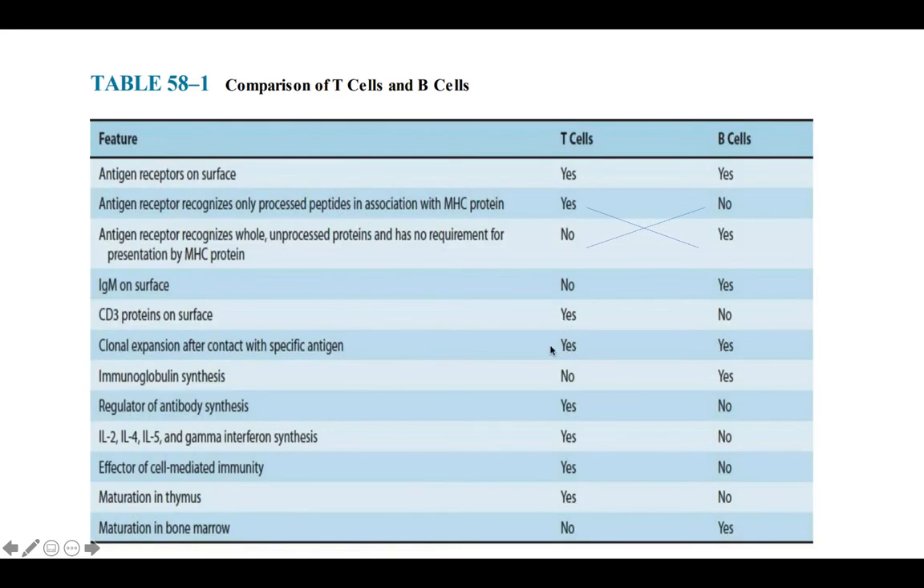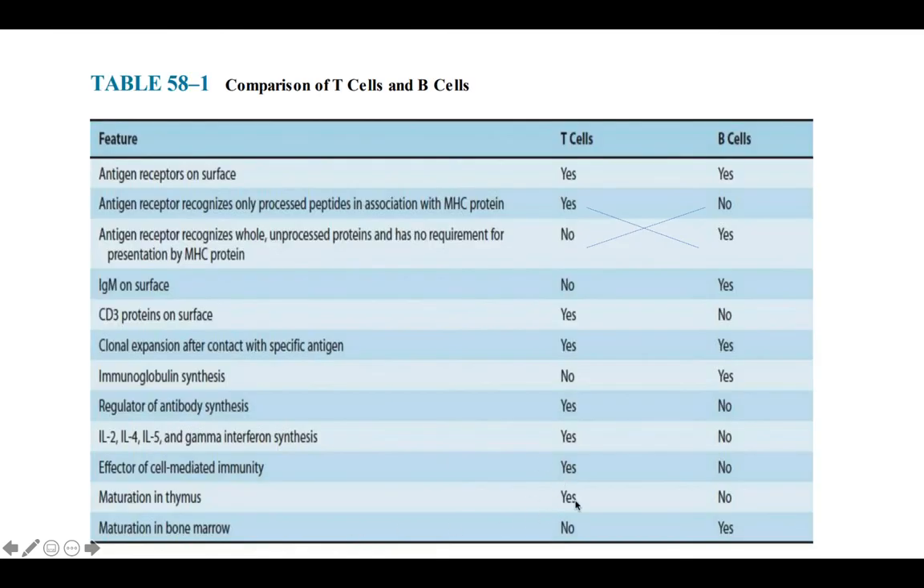Clonal expansion after contact with a specific antigen، هذا طبعا حكينا للاثنين. You find the specific antigen, you will have clonal proliferation. So this happens for both. Immunoglobulin synthesis، مين بيعمل الانتيبوديز؟ الـ B cell. مين بيعمل regulation for the antibody synthesis؟ The CD4 cell. Interleukin 2, 4, 5, and gamma interferon synthesis، مين بيعمل هدول السيجنالز؟ الـ T cell، وخاصة CD4 cell. Effector of cell-mediated immunity، يعني تيجي as cellular cytotoxic response، مين بيعمل الحكي؟ CD8 cell. So it is for the T cells.